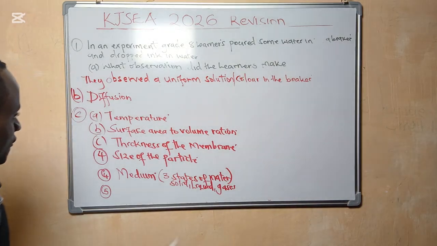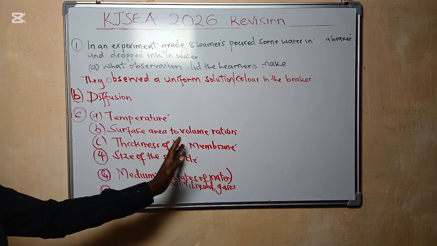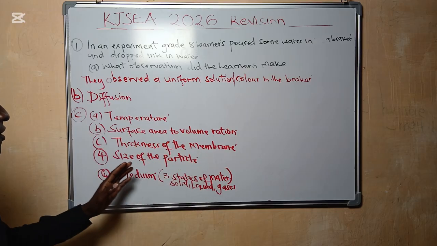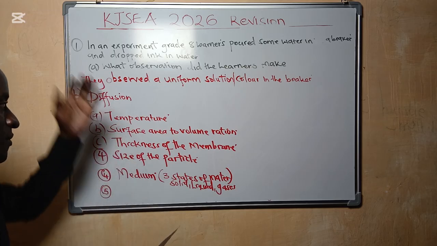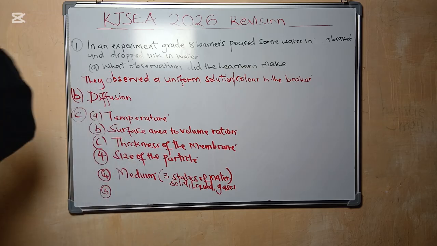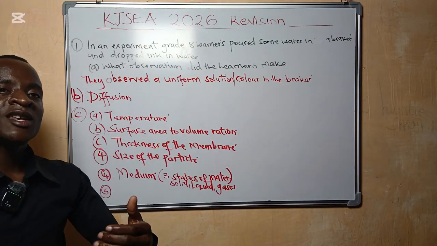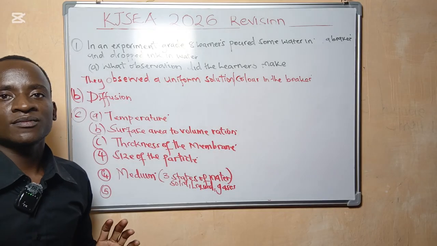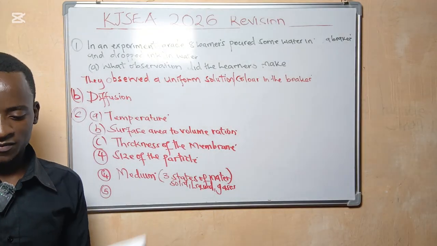So let me see if I'm forgetting another factor. We have temperature, surface area to volume ratio, the thickness of the membrane, the size of the particle, then the medium. These are just some of the factors that affect diffusion. Now we want to see, how does temperature affect the diffusion?